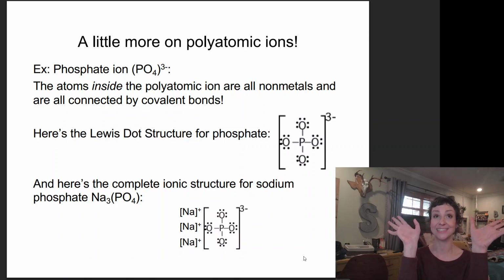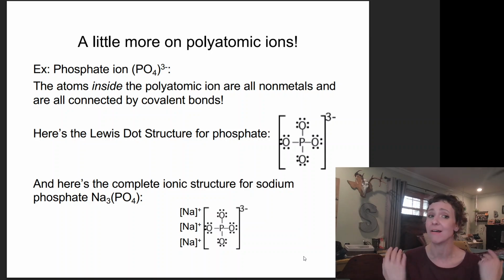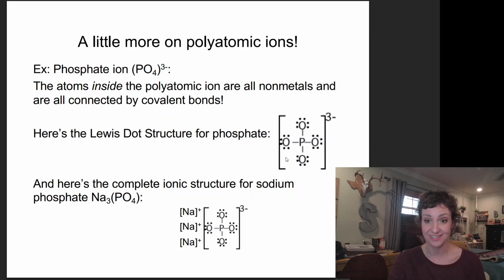Now that I have revealed that there's a covalent molecule inside there, just for the charge. The atoms inside the polyatomic ion are all nonmetals and are all connected by covalent bonds. So this would be the Lewis dot structure of phosphate, PO4 with a -3 charge. Look at that, you guys.